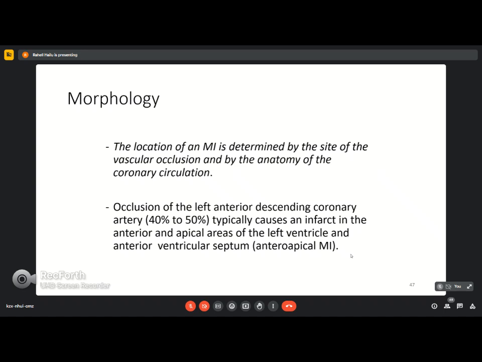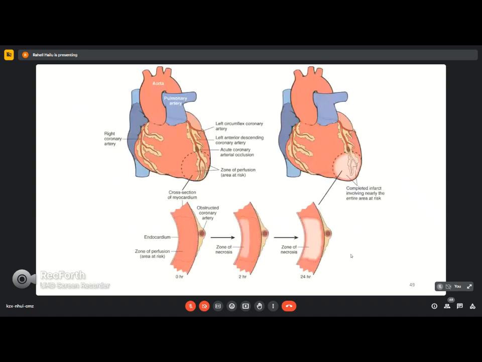So occlusion of the left anterior descending coronary artery supplies what? The left ventricle and the anterior ventricular septum. Let's see here. Here it is. So where it is occluded matters, meaning where the occlusion appears. So the more proximal it is, the more surface area the ischemia and infarction involve; the more distal it is, the more narrow it is.